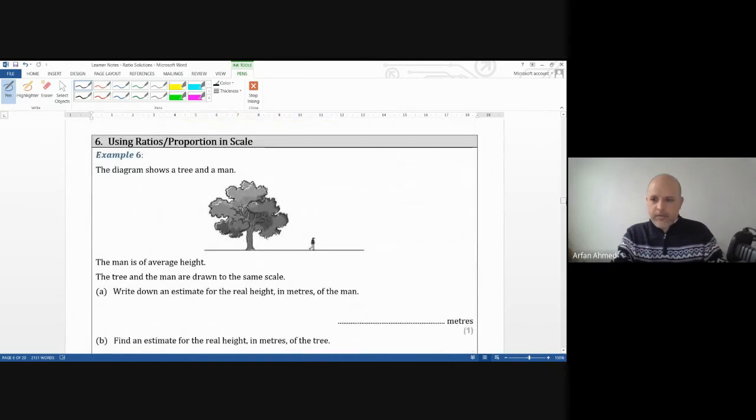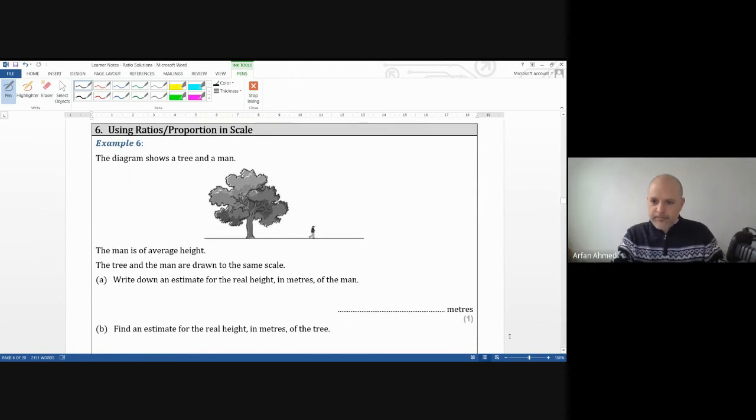Let's move on. Section 6, using ratios and proportion in scale. Yes, this is quite interesting. This kind of thing comes up in both Edexcel and AQA quite often. Let's have a look at this example. This is taken from an Edexcel paper, by the way.